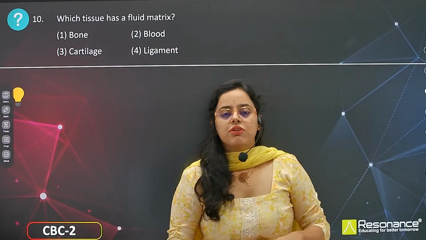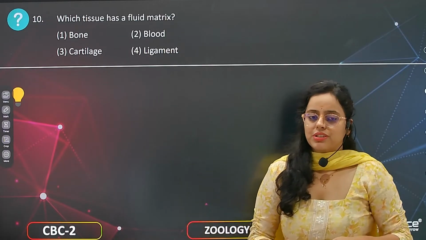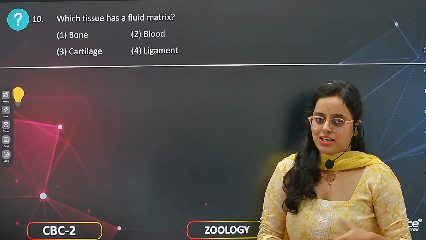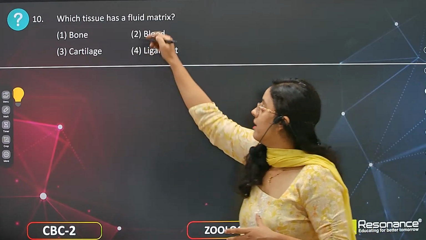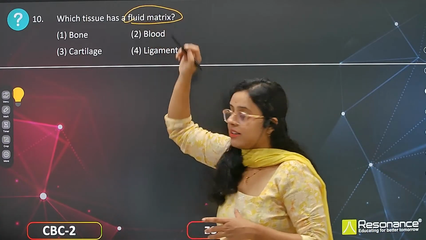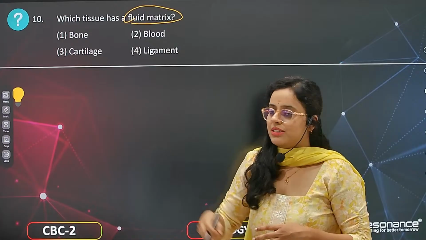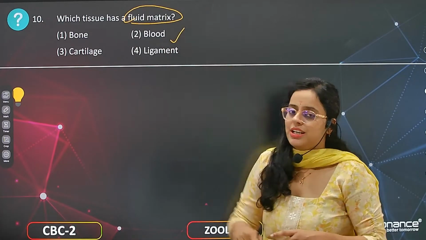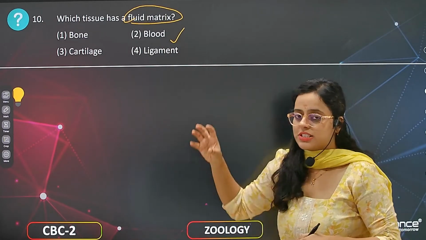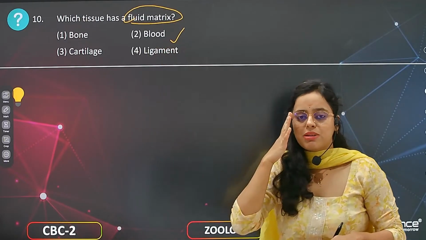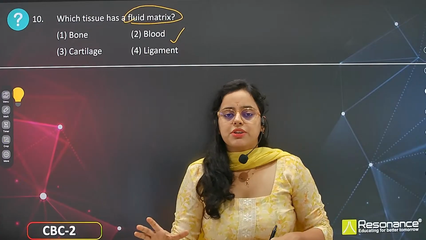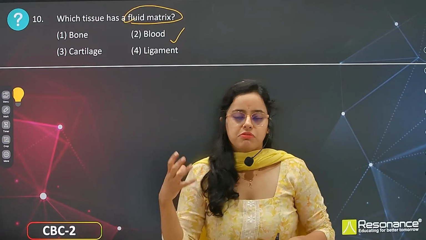Which tissue has a fluid matrix? This question is for you. Bone, cartilage, blood or ligament? We have discussed the answer earlier also. Fluid matrix is present in, the plasma is present in, yes, blood. I know you have guessed the answer, because this is a very simple question. A fluid matrix is present in blood. Why? Because blood consists of 55% plasma, and plasma is made up of water.